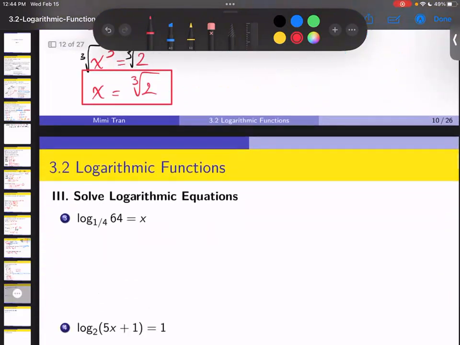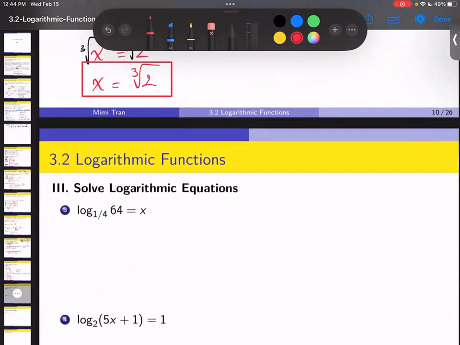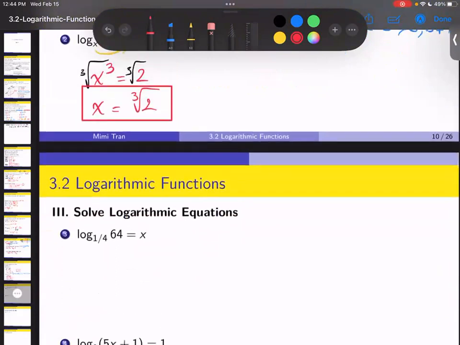Why don't you guys do number 4? I'll walk around and see how you do. At least write the equation into exponential equation form. That's the least you can do. But if you don't know how to solve it, again, write the equation like it's a point, at least a point.